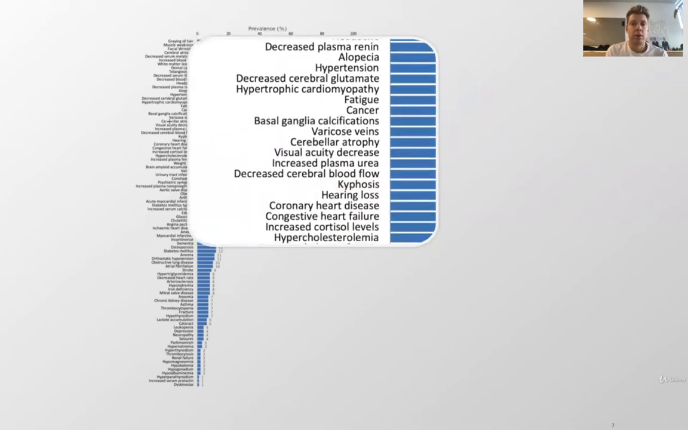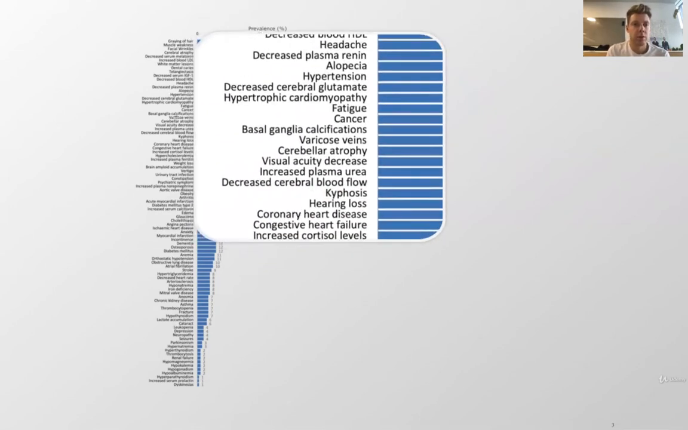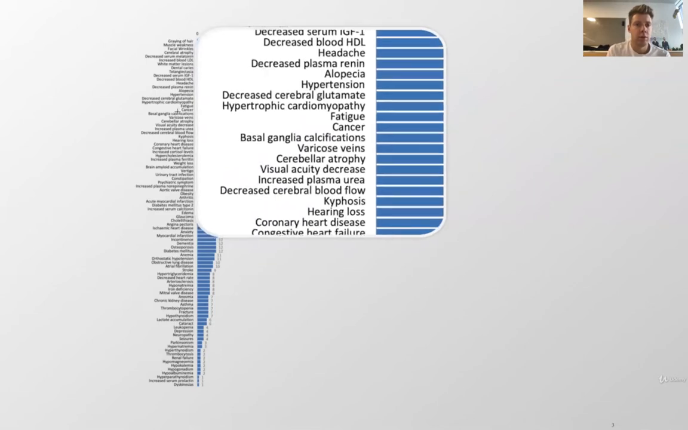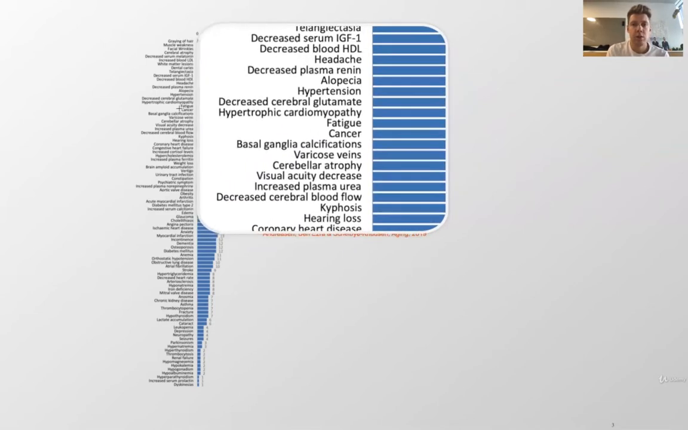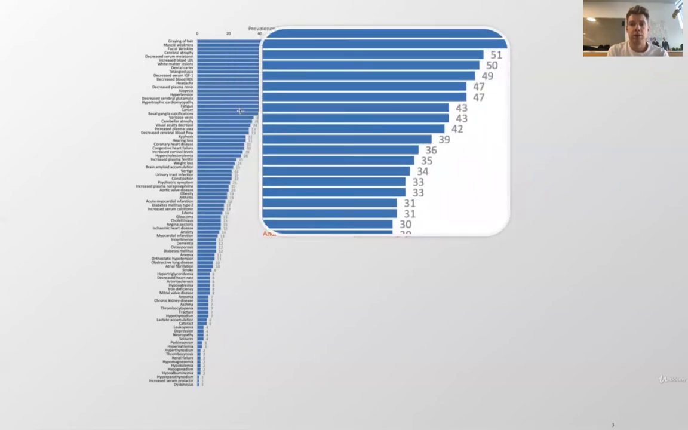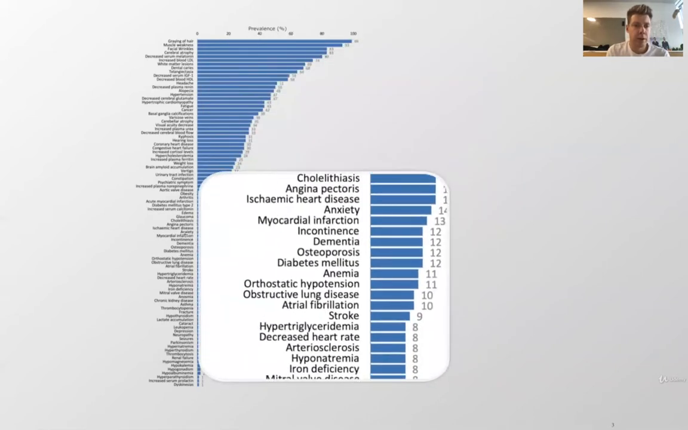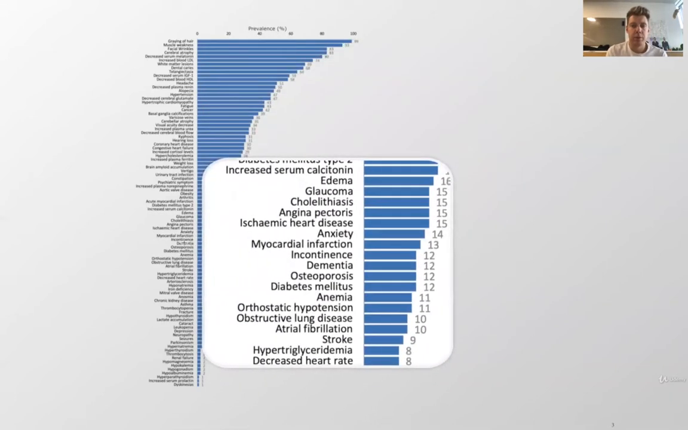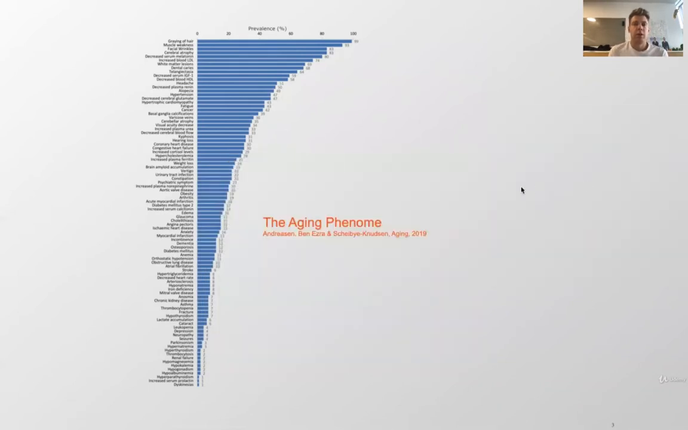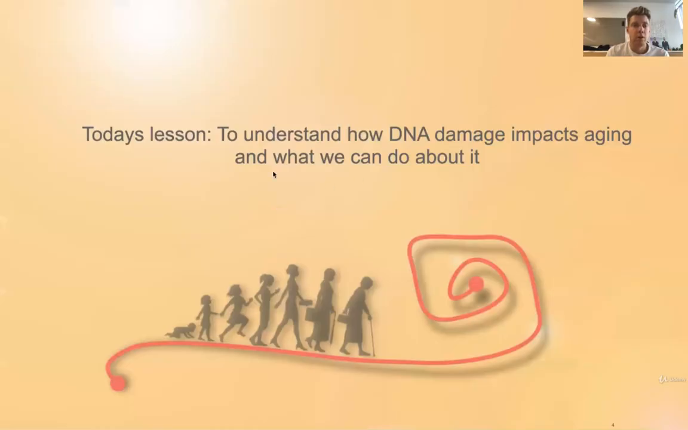And then there are more serious or pathological conditions that occur with aging. So for example, about 40% of everybody will develop some sort of cancer. And between 10 and 20% of everybody will develop some sort of dementia. And so what drives this phenotypical variability is not really well understood. So in today's lesson, we will try to understand how DNA damage impacts aging and the phenotypes associated with aging, and also what we can do about this.